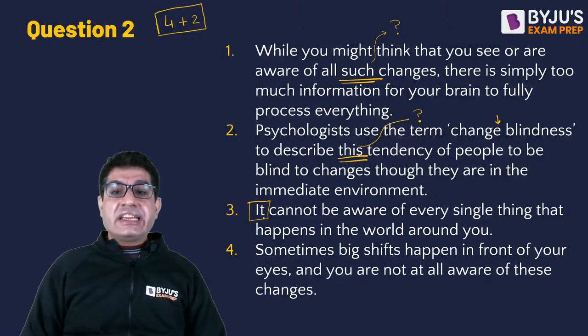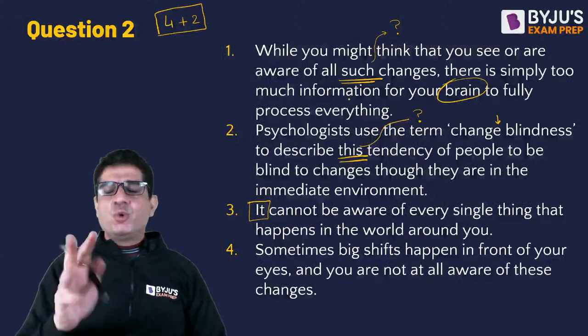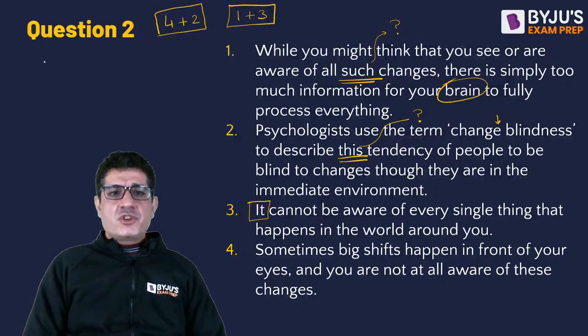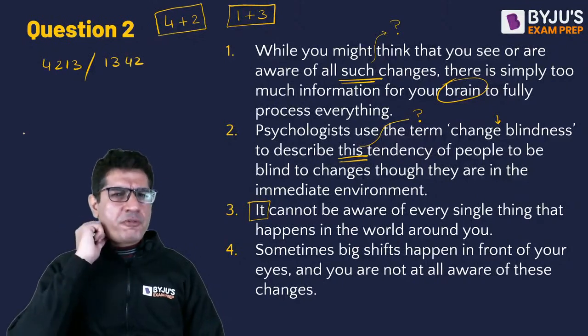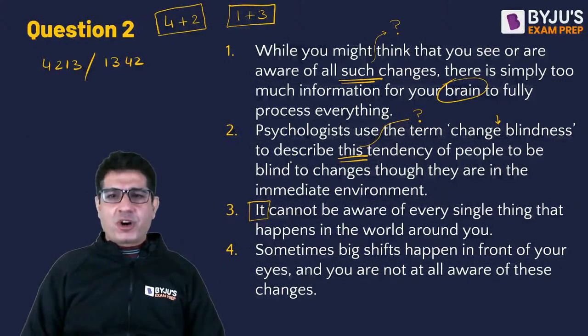Then look at 3. It cannot be aware of every single thing. This it is basically referring to the brain. If you put it anywhere else, you'd lose the reference for that it. So 1 plus 3 is another mandatory pair. Now the question is, should it be 4 2 1 3 or should it be 1 3 4 2? So far we have at least boiled it down to these two sequences, these two orders.